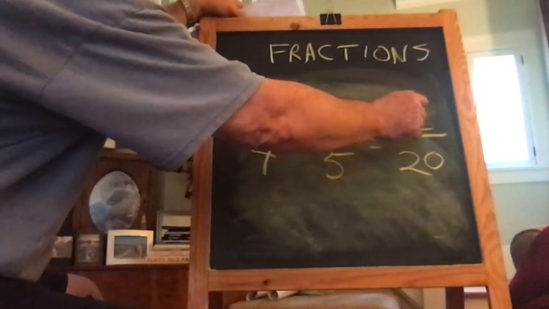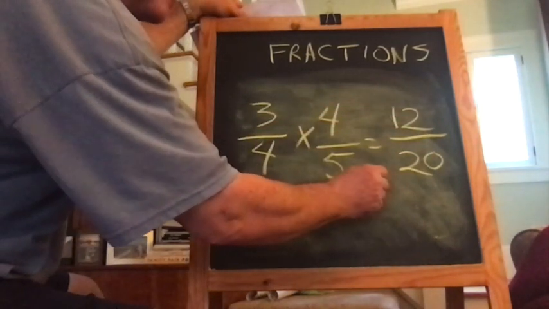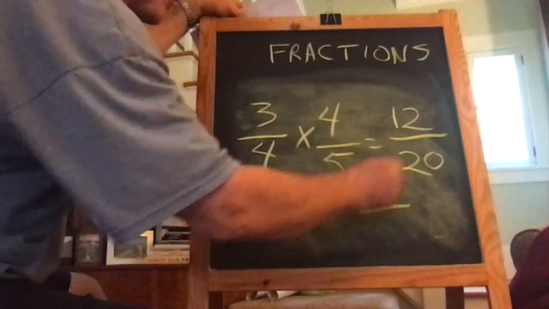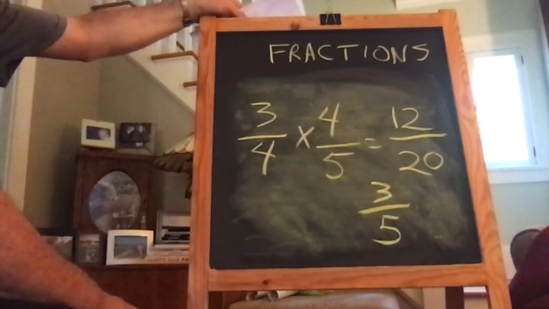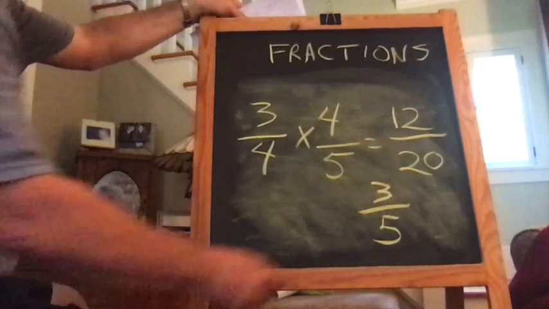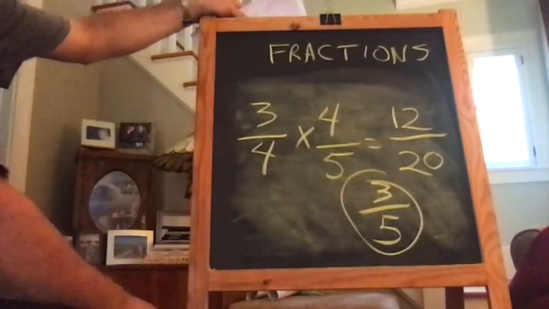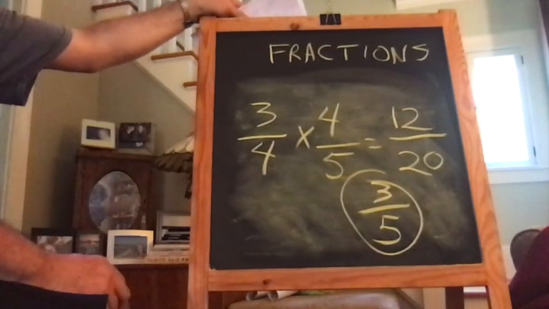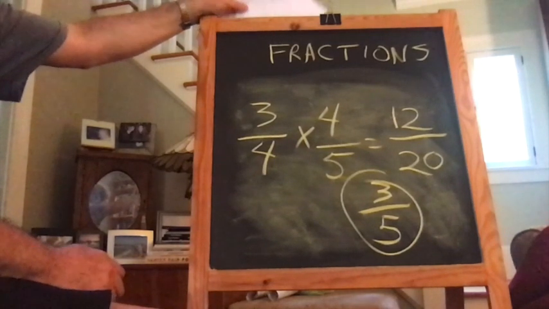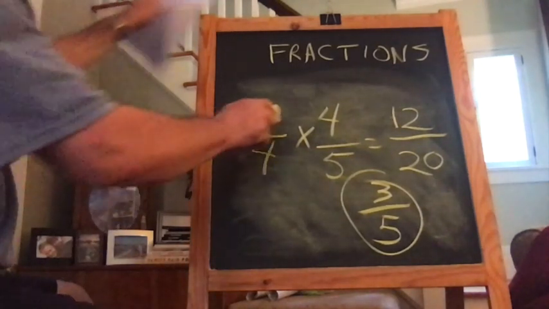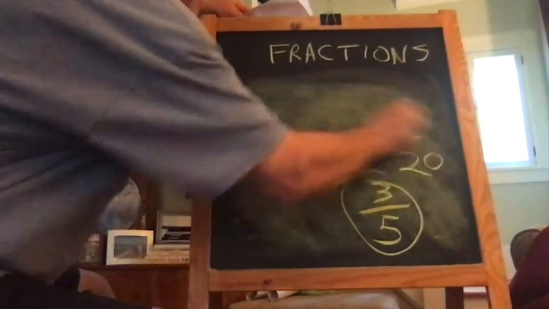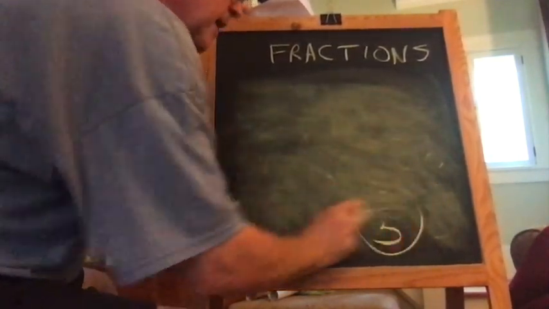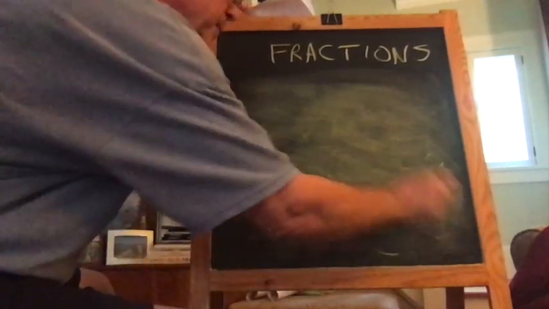4 goes into 12, 3 times, and 4 goes into 20, 5 times. So 3/4 times 4/5 equals 3/5. All right. Does everybody understand how we did that? Yes. Okay. Let's do a couple more. These have been easy. Let's get it a little more complicated.